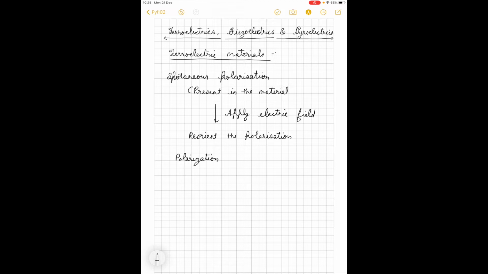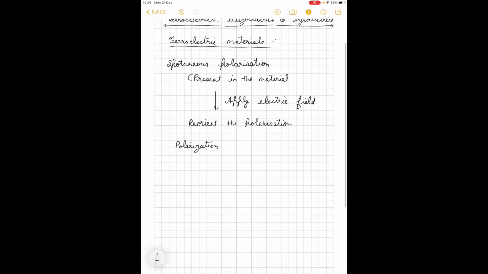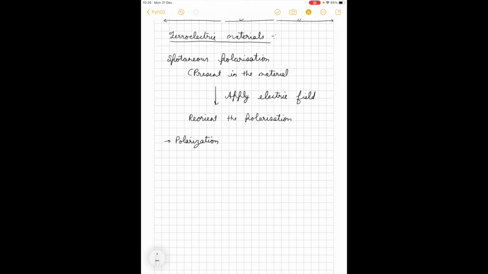However, in the dielectric material, if you remember, once you apply an electric field, then the polarization appears, right? Cause and effect. You apply the electric field, you have the effect as polarization. So that's the biggest difference between a ferroelectric and dielectric material. In a dielectric material, the polarization can be generated only by applying an electric field, and once you remove the electric field, the polarization disappears. But in the ferroelectric material, it doesn't happen. So let me just pinpoint the thing that I just said.